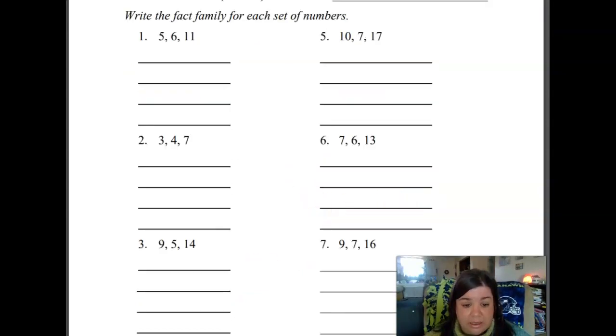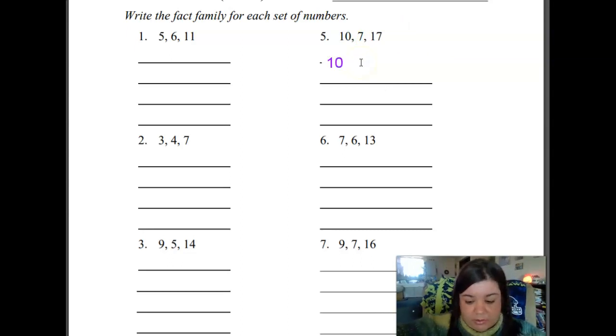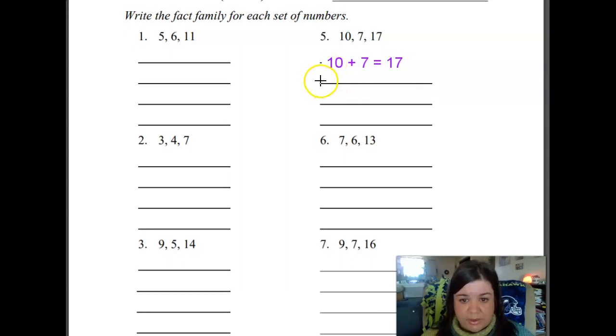Okay, 10, 7, and 17. All right, so what I do is I look at this, I say, what's the biggest number? 17, so that's going to be my third number. Then, because I'm doing addition, it doesn't matter what order I put these in. So I'm going to go 10 plus 7 equals 17.